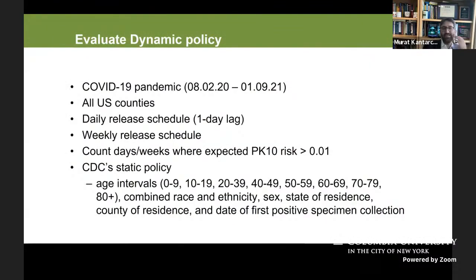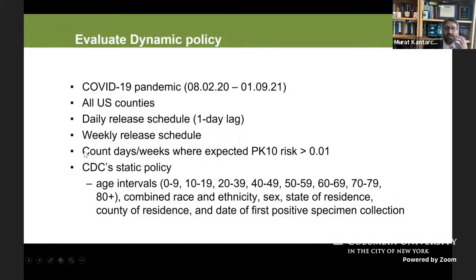In addition to that, we look into dynamic policy change. In other words, we don't stick to sharing one type of data, but we evolve what we share all the time. And we compare this with the CDC static policies. In the CDC's case, it divides the age into 0 to 9, 10 to 19, and so on, these kind of 10-year intervals. It has combined race and ethnicity, gender, state of residence, county of residence, and date of first specimen collection. So that's the CDC static policy in terms of data sanitization used.